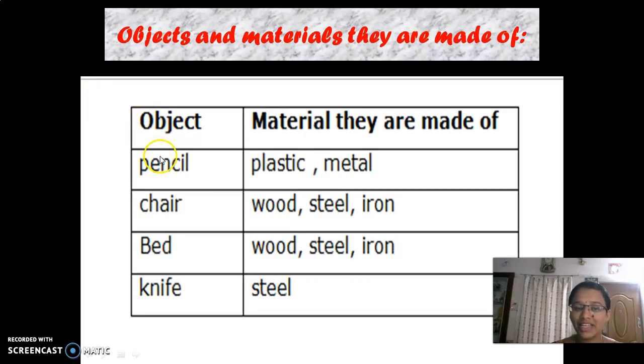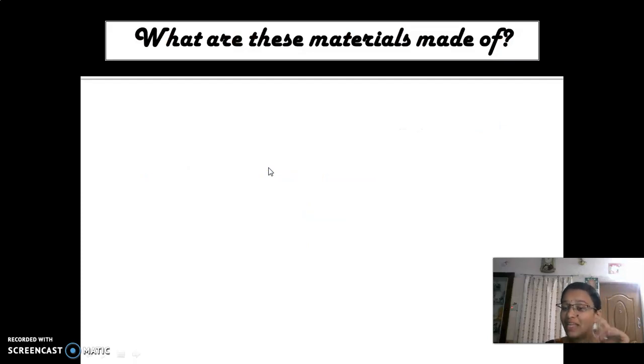Yes or no? Yes. So here, a pencil is an object. It can be made of plastic or metal. A chair can be made with the help of wood, steel, or iron. So an object can be made with the help of different materials, and a material can be used for making different objects.